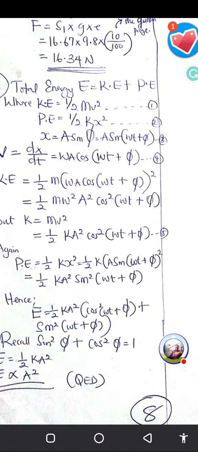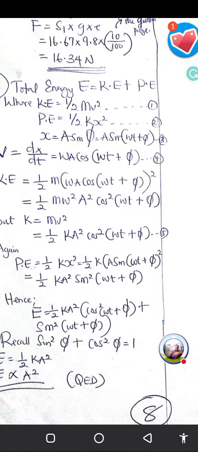S equal to a sine phi, where we can also have a sine omega t plus phi. Now from here we can get our velocity by differentiating that equation 3 with respect to t. Just like a chain rule, you differentiate omega t, you get omega, then you bring it out, multiply it by a, then differentiate your sine, you get cos, then you repeat that to get equation 4.